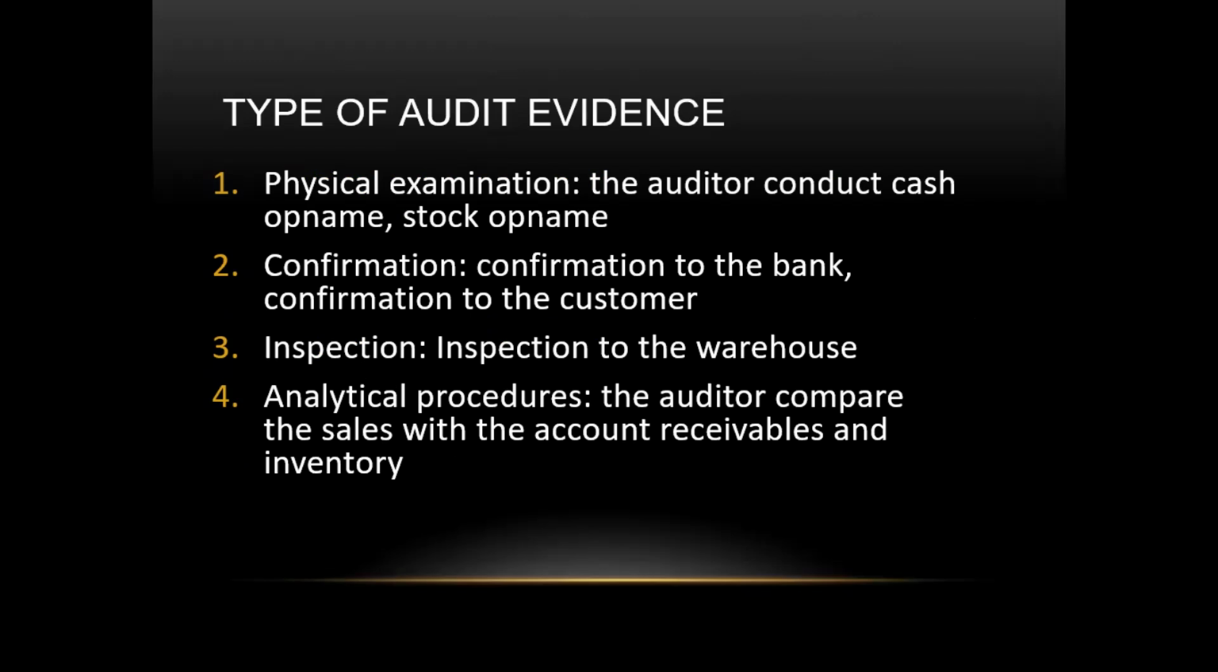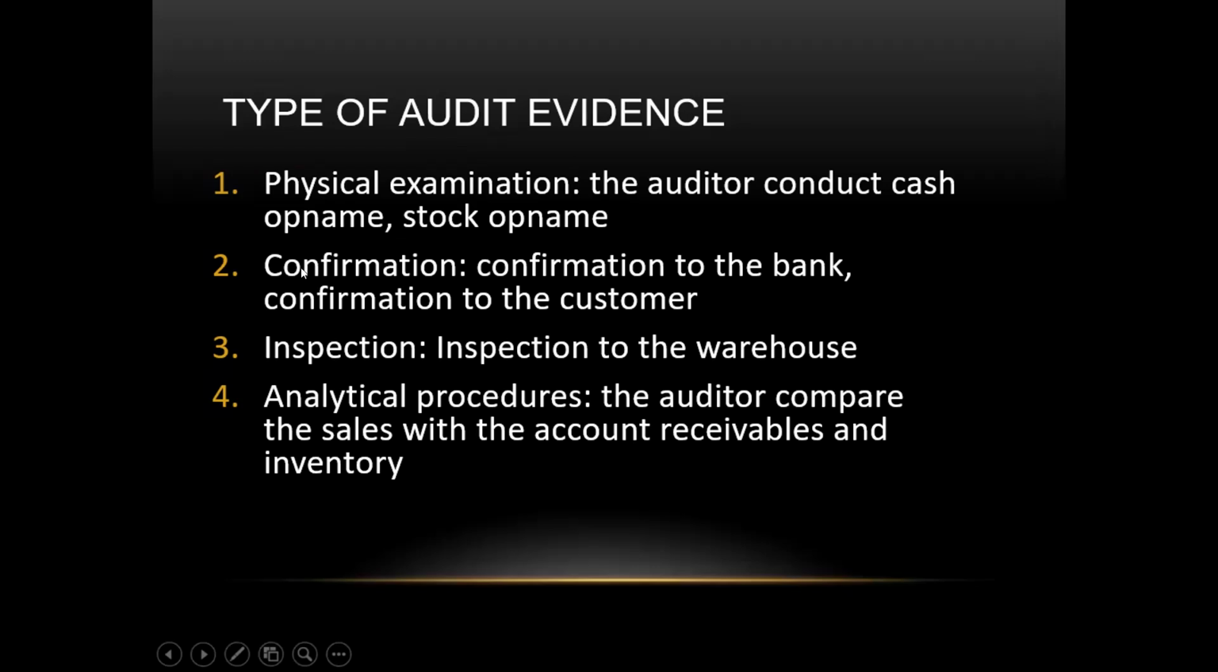Okay, the next one is types of audit evidence. There are several types of audit evidence. First, there is physical examination. Physical examination is when the auditor examines the physical aspects of the accounts. For example, the auditor conducts a cash count, checking the cash in the company, and also a stock count. This is when the auditor goes to the warehouse and checks the inventory in the company. So they check the physical aspects of the account.